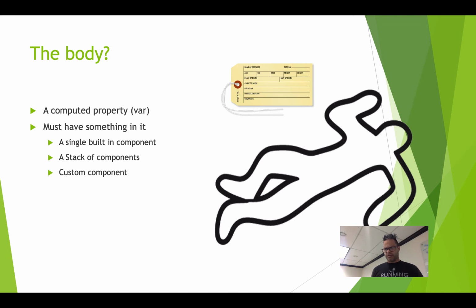Now we have the body. Now, I'm not talking like something off of a murder scene, those toe tags, they're notwithstanding. That's not what we're actually looking for. But the body is a computed property, which is a variable, something that gets generated every single time it's being worked with. But it has to have something inside it.